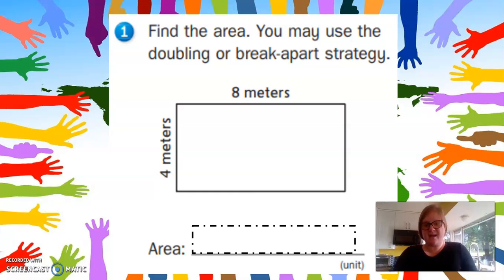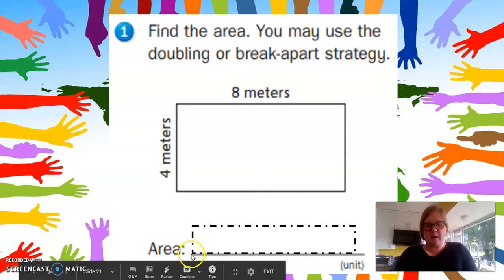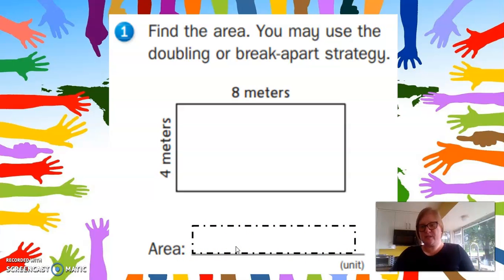Here, now we also have some math boxes. Whenever you see these boxes that look like this, that's where I want you to click and type your answer. If for whatever reason you deleted it or it's not working, please let me know, and I'll go in and fix it for you. So I'm just going to read these out loud for some of you who like hearing the question instead of just trying to solve the problem. This one says, find the area. You may use the doubling or break apart strategy. Also, feel free to do any of these on a piece of paper at home before you work on it on the computer. Totally up to you.